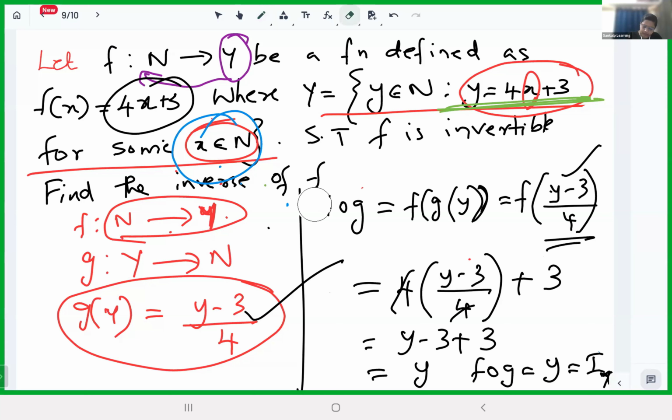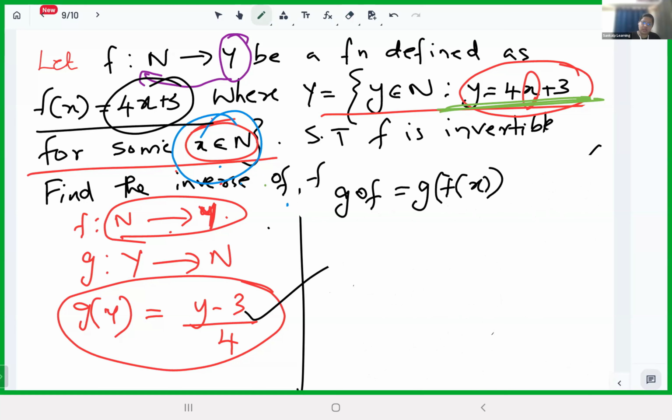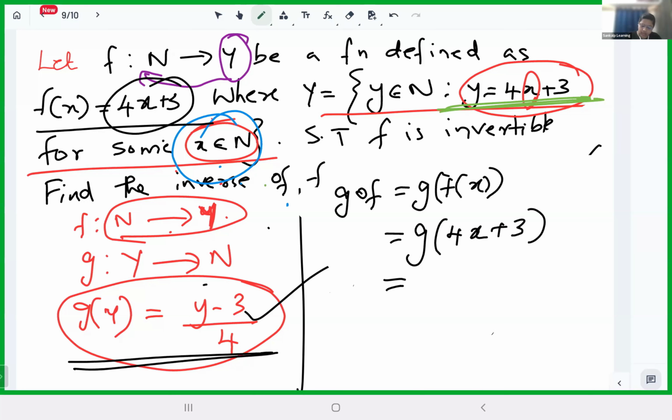G composition F is equal to g of f of x. Isn't it? g of f of x, because the function f is defined in terms of x. All right, so g of 4x plus 3. f of x is nothing but 4x plus 3. That is g of 4x plus 3, where g is (y minus 3)/4. Here in place of y, you put 4x plus 3. That is (4x plus 3 minus 3)/4.